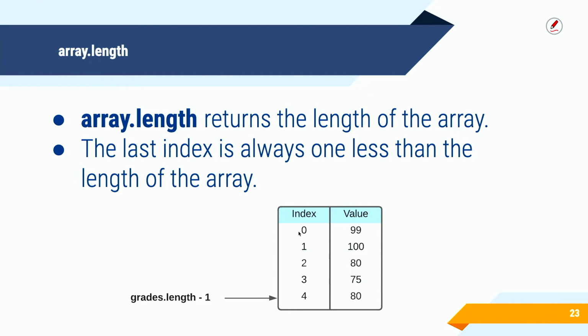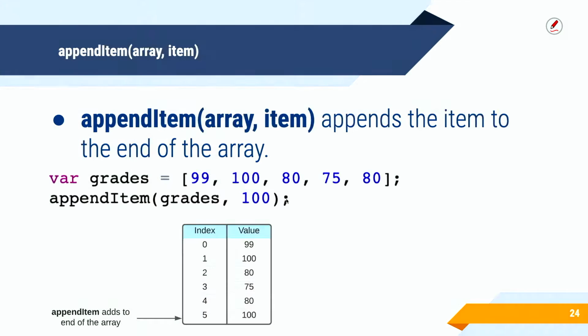Now again, array.length returns the length of the array. If you think about it, the last index value is always going to be 1 less than the length of the array. We've got 5 elements here, so that last index is going to be grades.length minus 1.